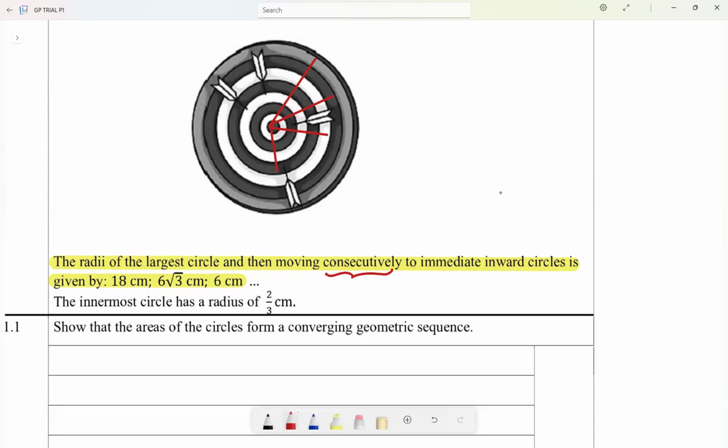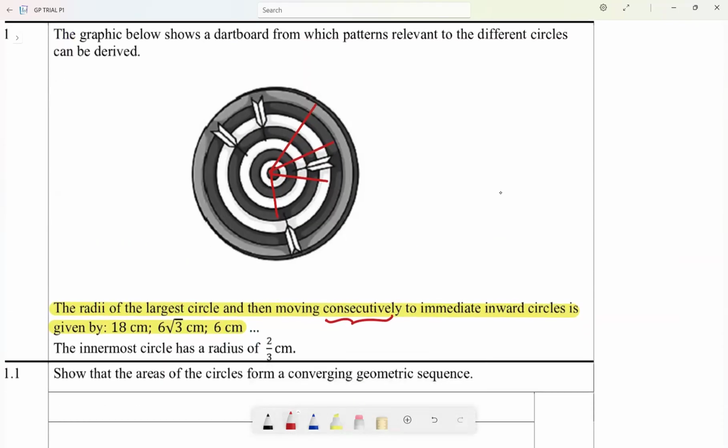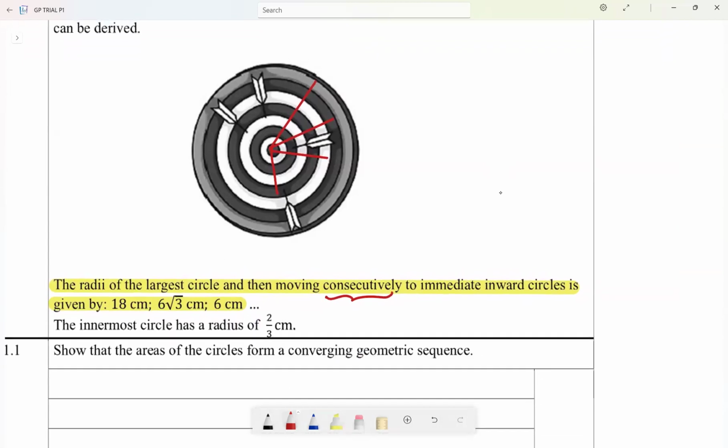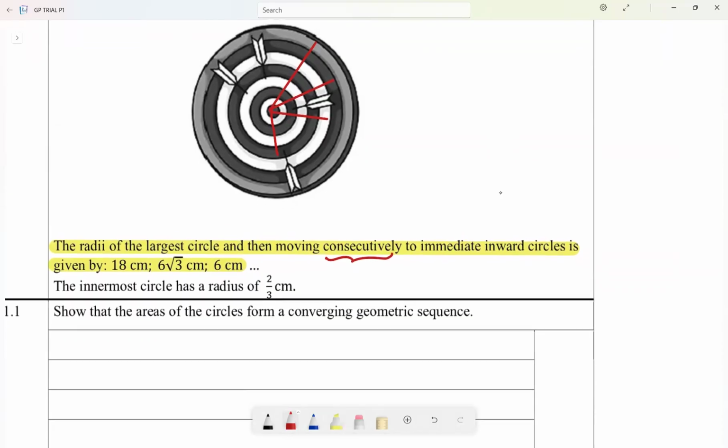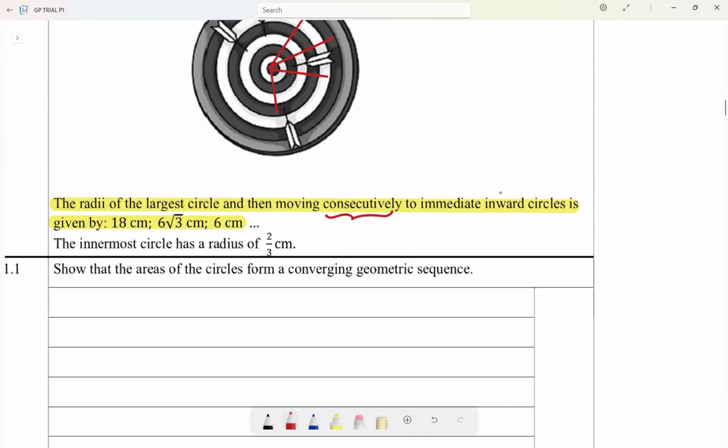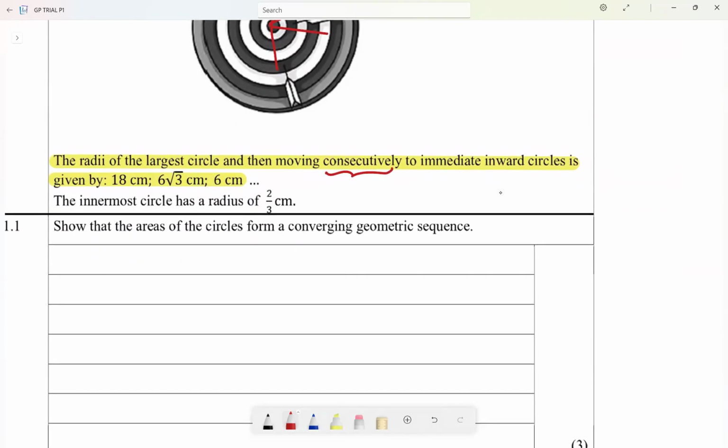So it means we see that our radii are forming a pattern. It forms a pattern: 18 centimeters is the first radius. The second radius is this, the third radius is that, then going inwards, and you can see that the radius decreases.